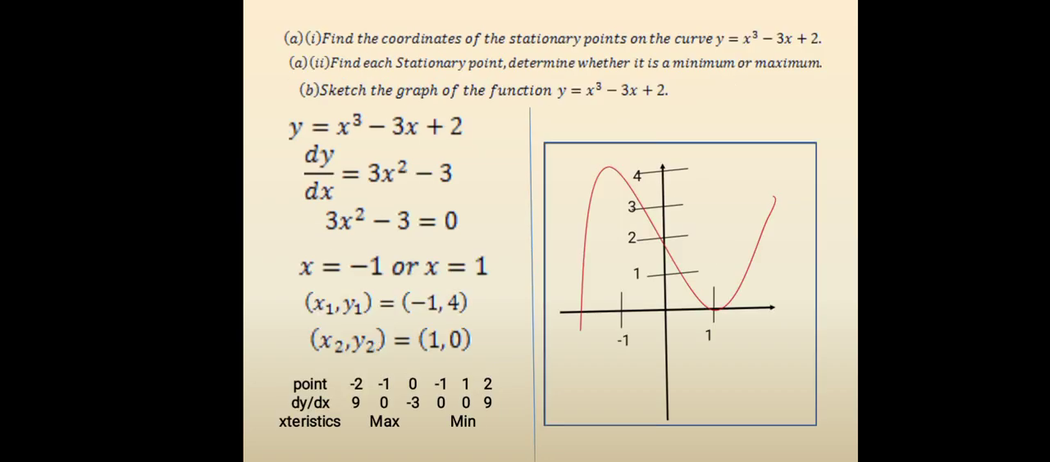A1. Find the coordinates of the stationary points on the curve y = x³ − 3x + 2. A2. For each stationary point, determine whether it's a minimum or a maximum. B. Sketch the graph of the function y = x³ − 3x + 2.